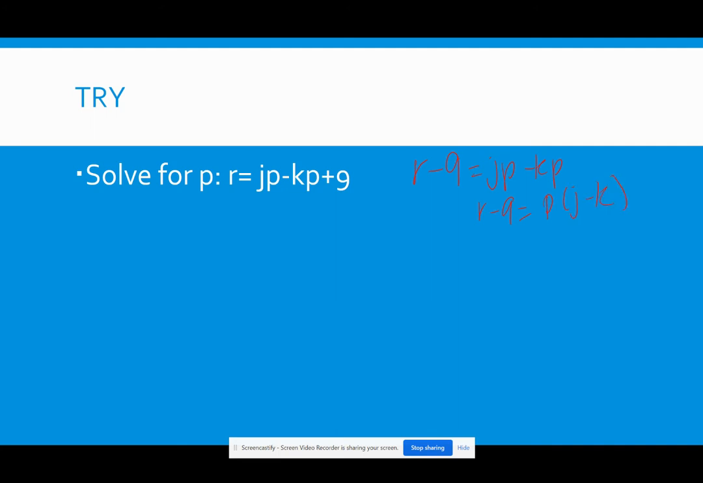And then we finish it off. I'll move up here just so we have room for the others. And I get R minus 9, that's an R, divided by J minus K, because we want to get rid of the stuff that's attached to the P, equals P.